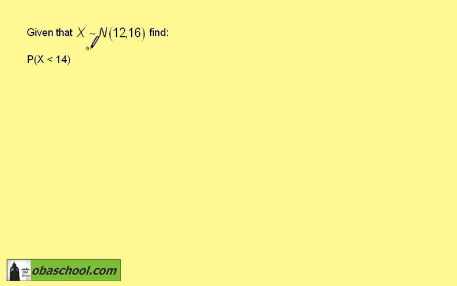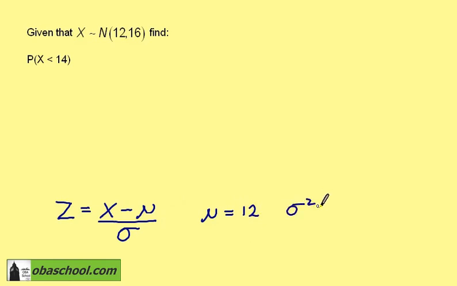Given that x is a normal with mean 12 and variance 16, we want to find the probability that x is less than 14. Remember, z is x take away mu divided by sigma. And here, mu is 12, and sigma is the square root of the variance, which is 4.